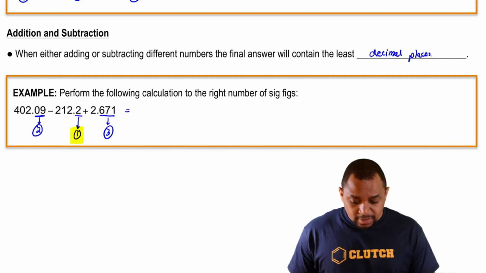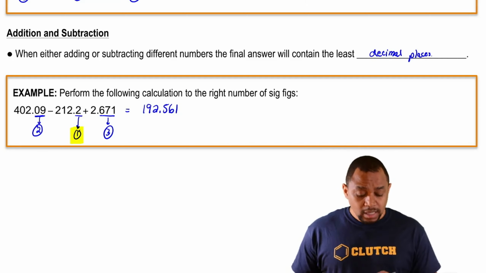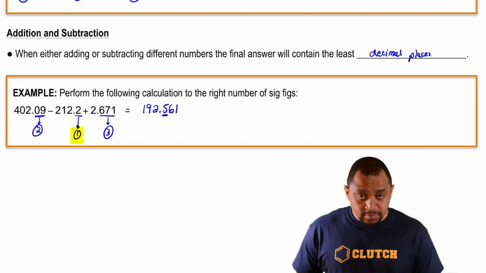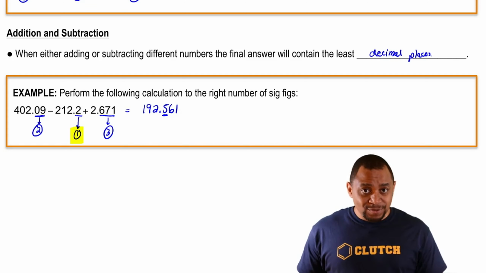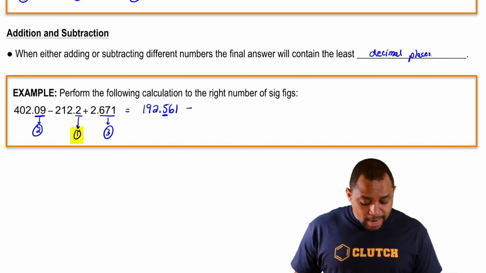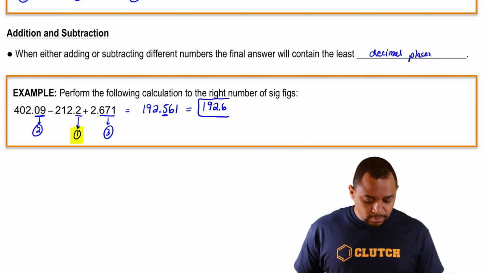When we punch all this in, we get 192.561. We can only have 1 decimal place. To the right of that 5, there's a 6 there. That means we have to round up. So this is 192.6 as our final answer.